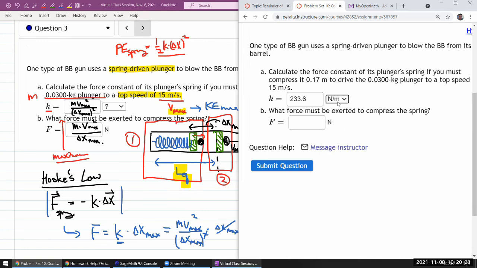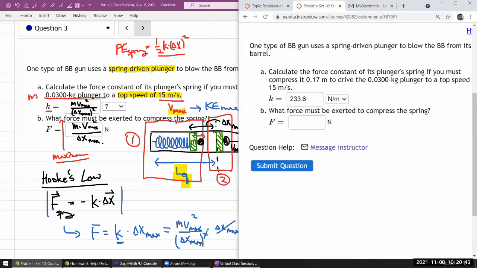And the one way I can get to that is by looking at this. Newton force is equal to spring constant times displacement. So the unit of spring constant must be something to which, if you multiply by a meter, you get newtons back. And that's this one.